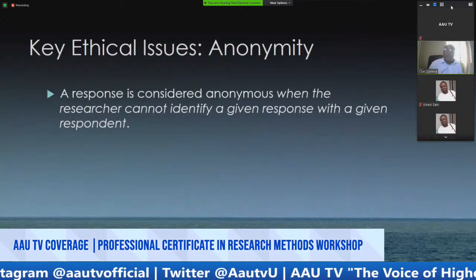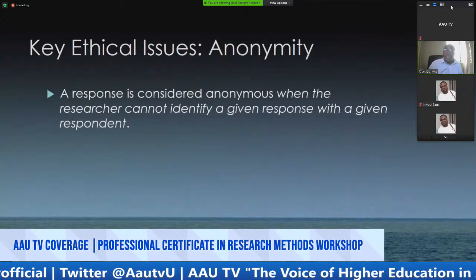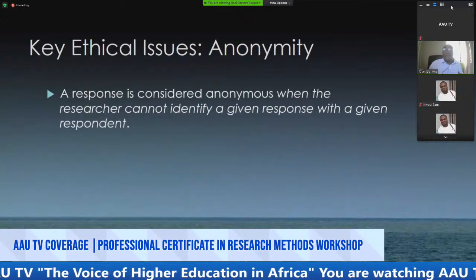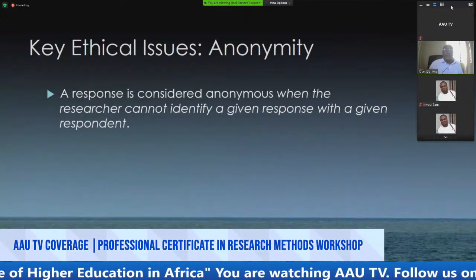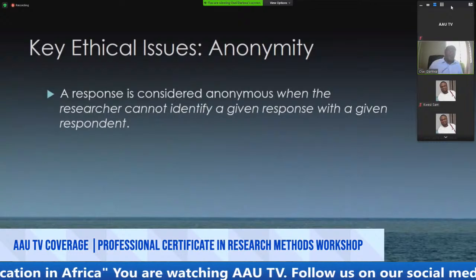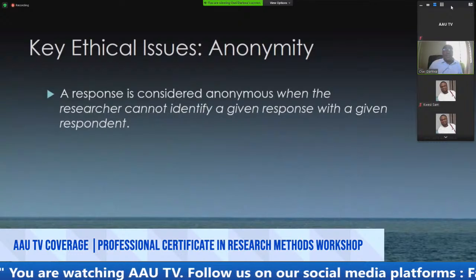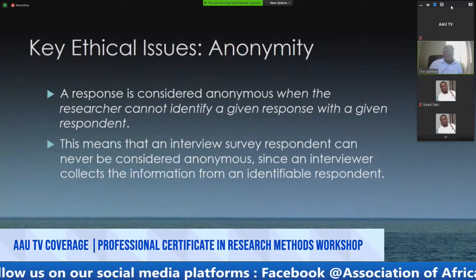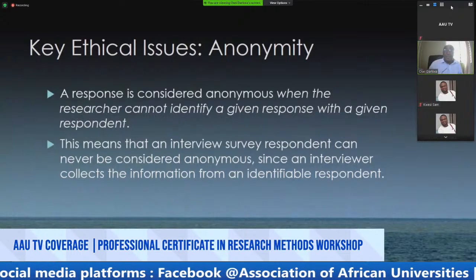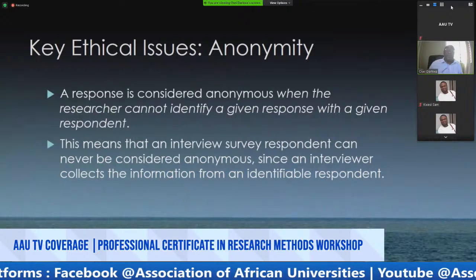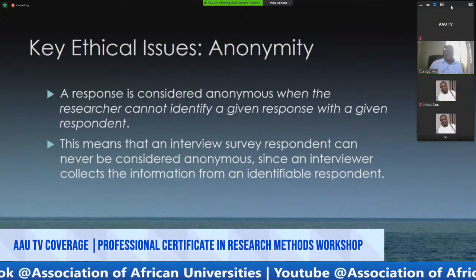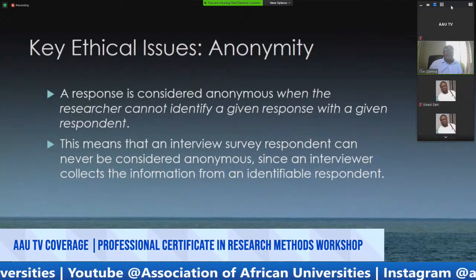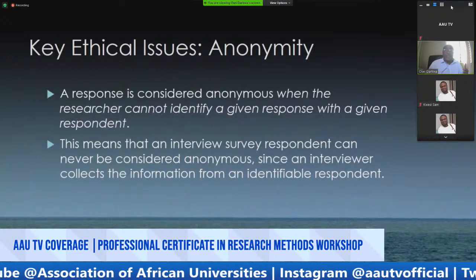A response is considered anonymous when the researcher cannot identify a given response with a given respondent. So with all this aggregate data, you don't write their names, you don't ask them for their phone numbers, and then it's anonymous. It means that an interview survey respondent can never be considered anonymous, since an interviewer collects the information from an identified respondent. That is the other key ethical issue that we need to consider. So the first was informed consent. The second is anonymity.